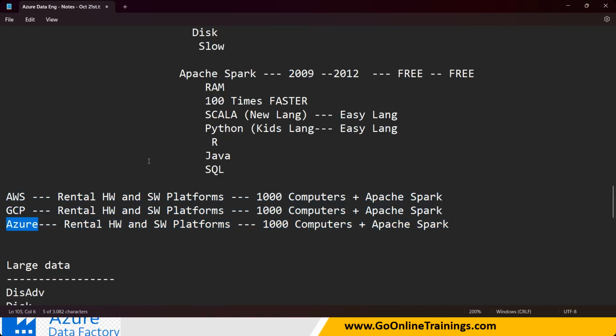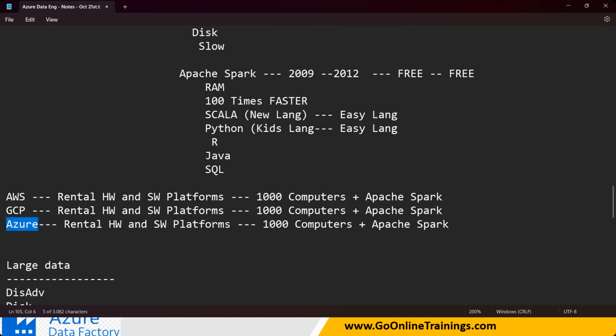Clear? So now what has happened? You have to install. Amazon company has to configure, right? Because you're not installing, you are taking 1,000 machines and you're asking Apache Spark to be installed. Who's supposed to install? AWS company will be installing, right? Or Google company will be installing. Azure means Microsoft company will be installing.